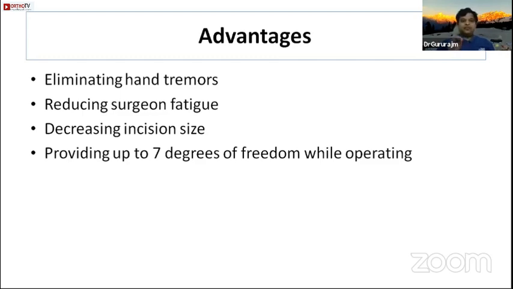And then this is very important. The robot has 7 degrees of freedom of motion. Like Dr. Shailesh was telling in his initial talk, the human hand has limitations. It can move only in flexion, extension, or maybe maximum rotation. But the robot has 7 degrees of freedom of motion.